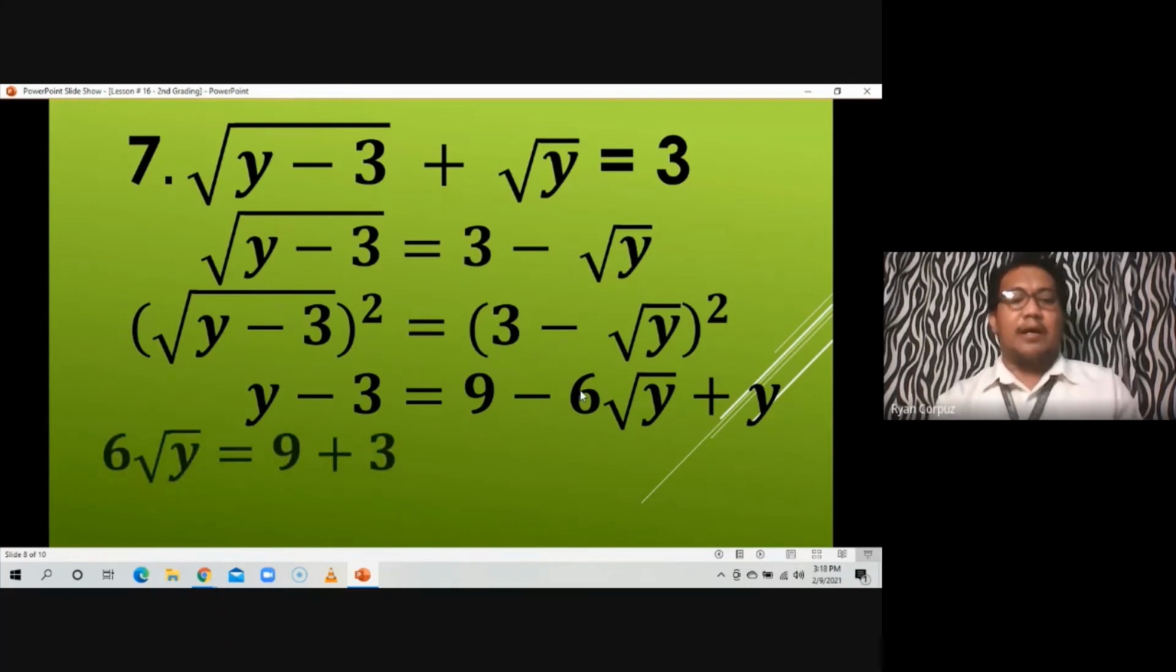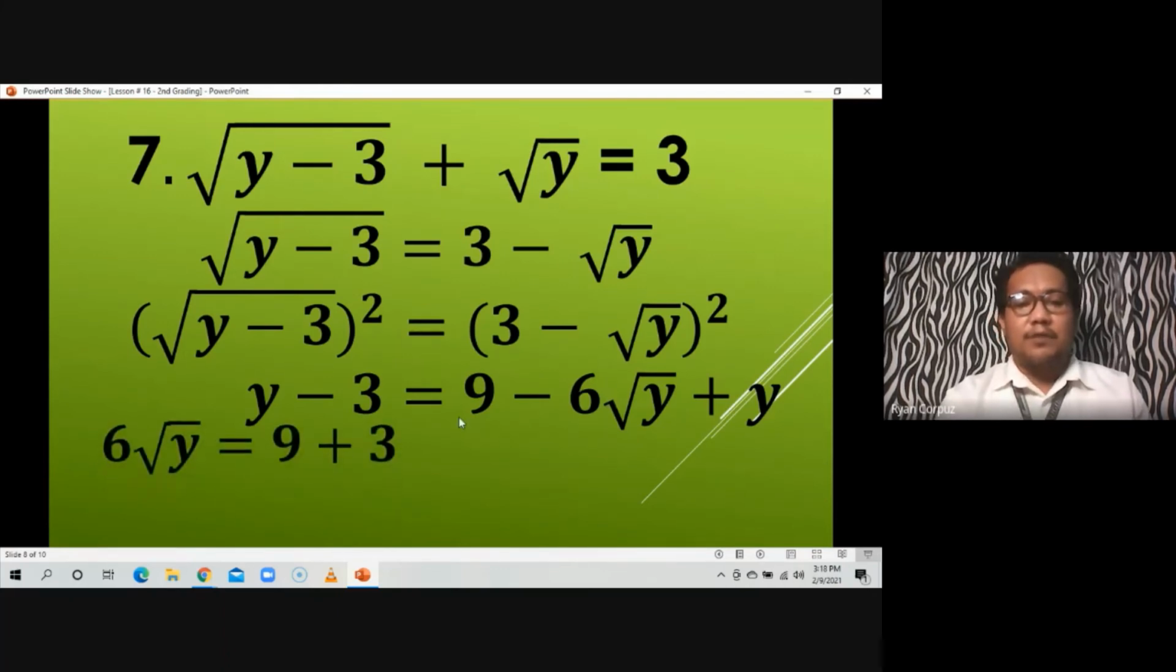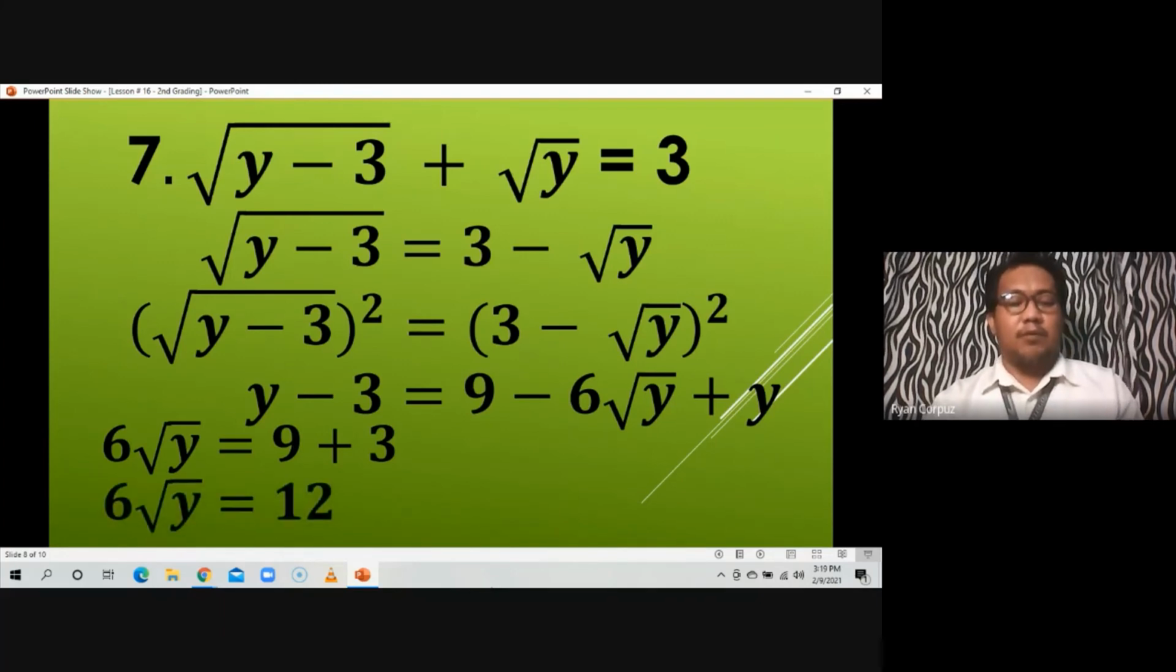So magiging ganitong kalalabasan. When you move this negative 6 square root of y to the left side, magiging 6 square root of y. Magiging positive na yon. Then it will be equal to 9. Ito yon. Move mo yung negative 3, magiging plus 3. Then simplify this, 9 plus 3. We come up with 6 square root of y is equal to 12.